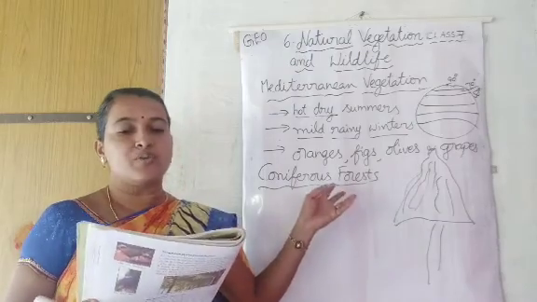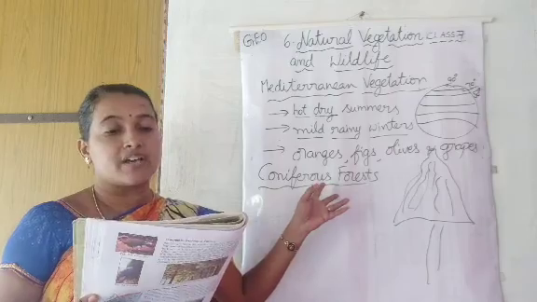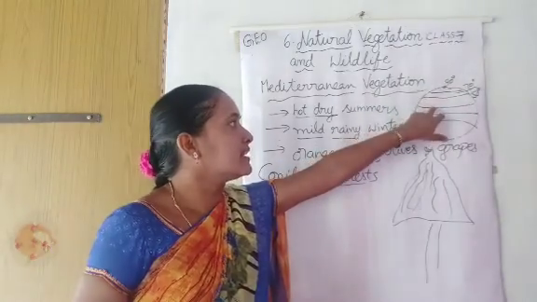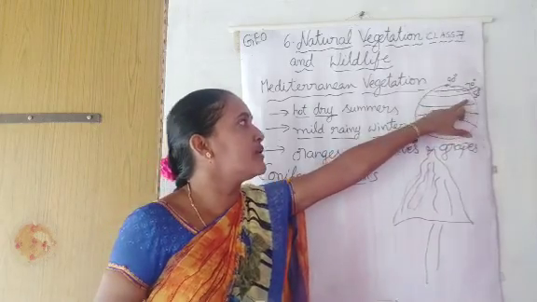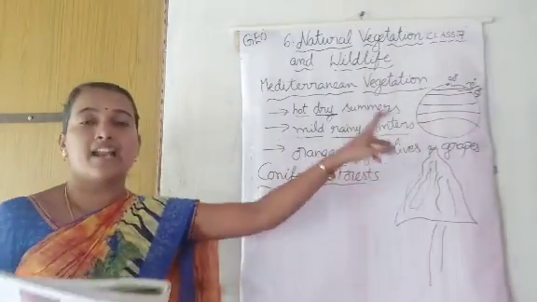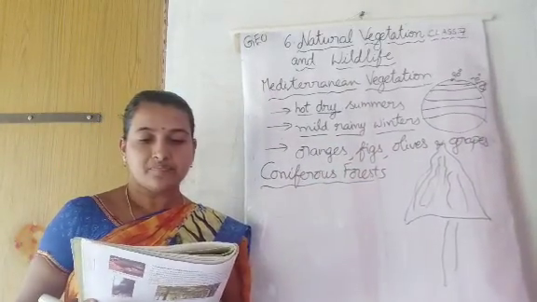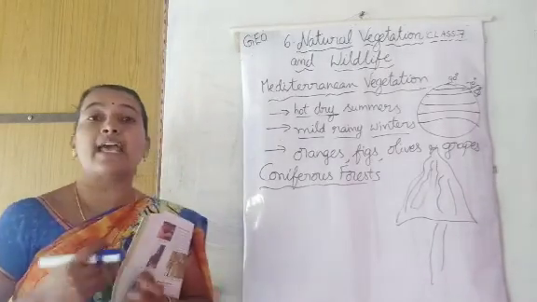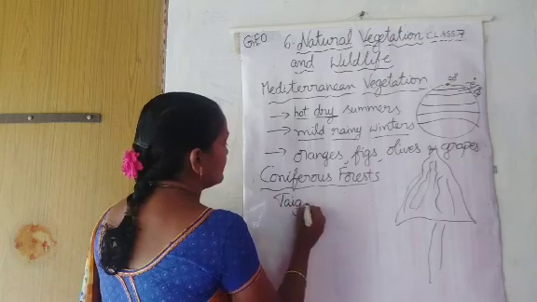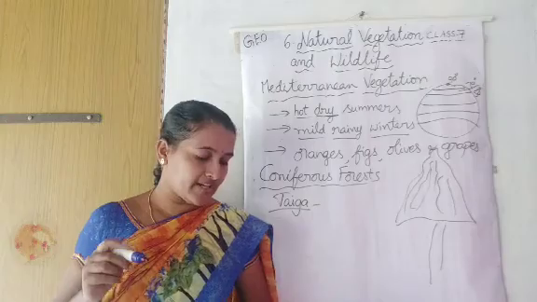In the higher latitudes of the northern hemisphere, the spectacular coniferous forests are found. So in the northern latitudes, this is the northern hemisphere. Here, from 50 degrees to 70 degrees latitudes, the higher latitudes, we can find these coniferous forests. These are also called taiga. What was the other name? Taiga. This is the other name for these coniferous forests.